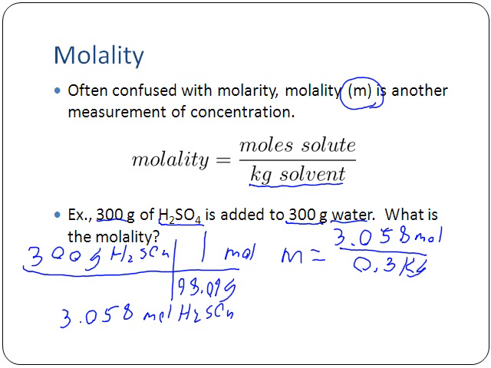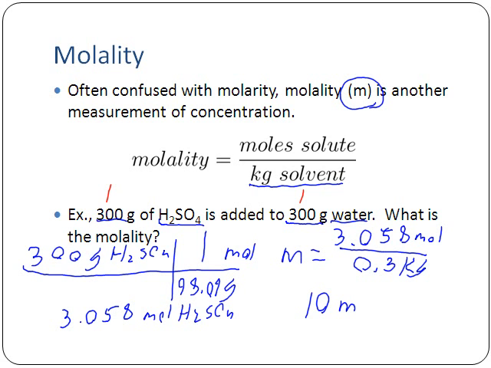Significant figures. In this case I've got 300 of each one, so that has 1 sig fig, that has 1 sig fig, and so our final answer is going to have 1 sig fig. So in this case our final answer is just 10. So we have a 10 molal solution.